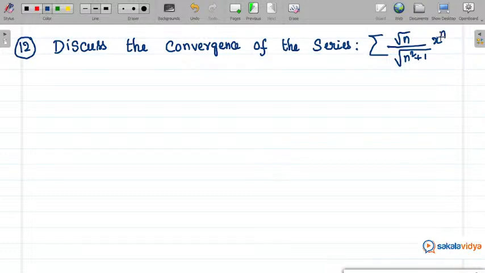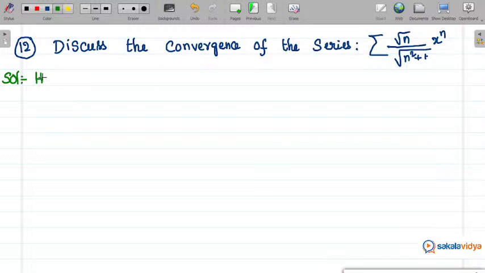So what is the nth term of this series? The nth term of this series is root n by root over n square plus 1 x to the power of n. The nth term consists of x to the power of n. Obviously we need to apply D'Alembert's ratio test here. Okay, let us proceed for our solution now. Solution.